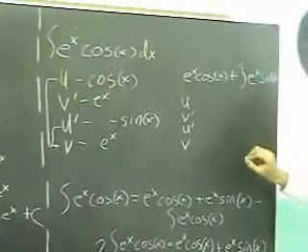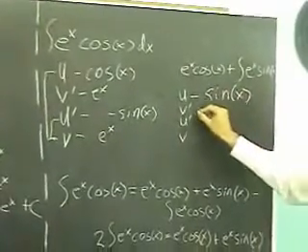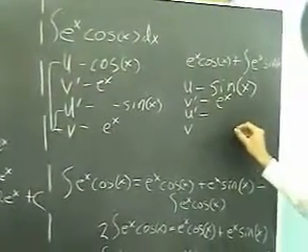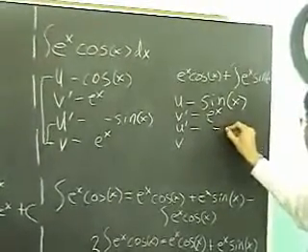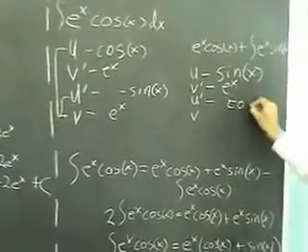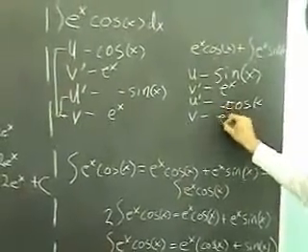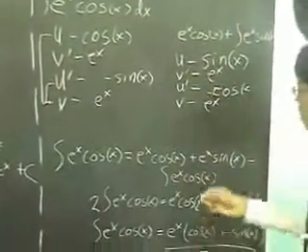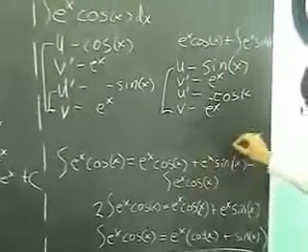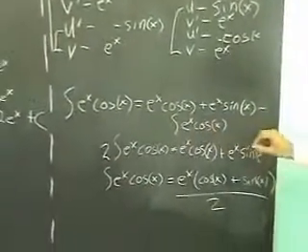So you know we need to do parts on this again. We'll make u equal to sine x, and v prime will equal e to the x. So the derivative of sine is cosine, and we take v, and we know that's e to the x. What we end up with is uv, which is e to the x sine x, right here, minus the integral of e to the x cosine x, right here.